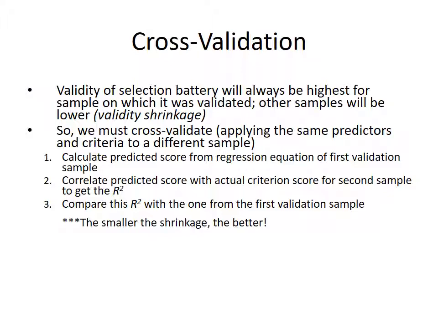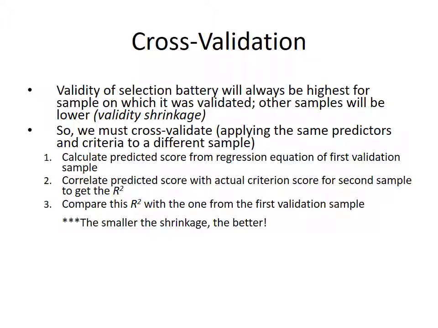So we calculate the predicted scores from the regression equation from that first validation. Again, the first time we run a validation, we're going to get the regression equation. We're going to get the prediction. Then we give people the actual test that we're going to use for decision making. And what we now want to calculate is the correlation of their predicted score with the actual criterion score for the second sample. Let me walk through this quickly.